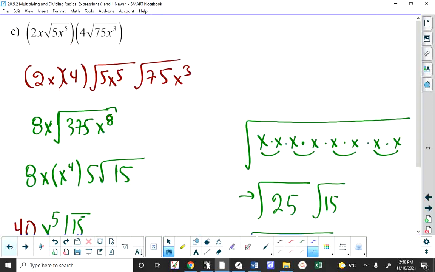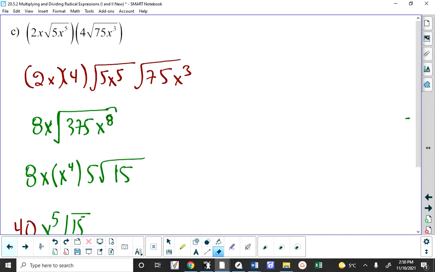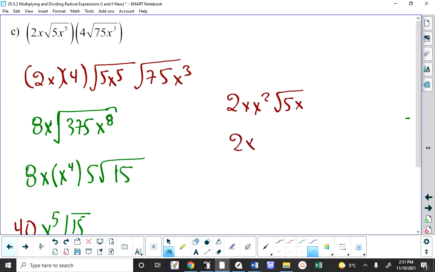If we go back and take a look at this one, can I simplify root 5x to the 5 first? Okay, I'm not going to write this out, but x to the 5 is 5 x's. I can take out a pair of them and another pair of them. I can take out an x squared and be left with a single x. So that is 2x cubed root 5x.